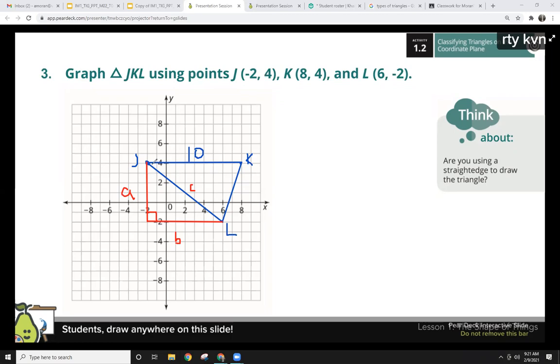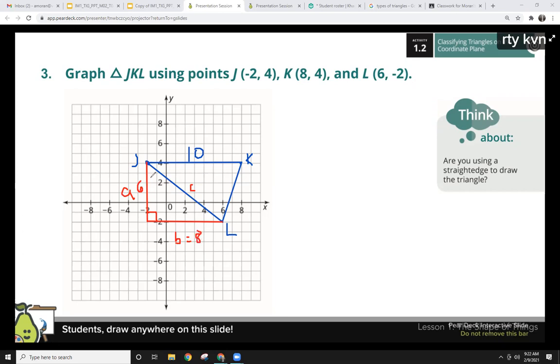Okay, so we got 1, 2, 3, 4, 5, 6. So this is 6. Again, you can do that by counting from 4 to 0, that's 4, plus 2 more, that's 6. And from -2 to 6, that's going to be 8. So this is 8.